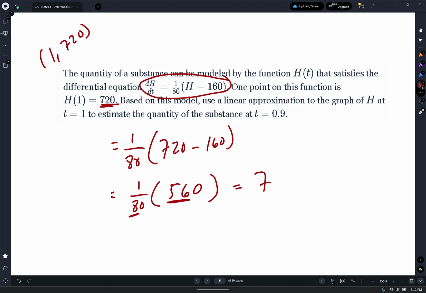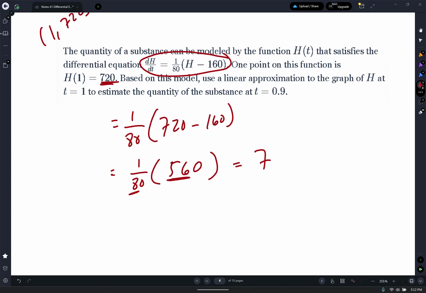My bad. It has been spring break. Oh. 80 goes into... 8 goes into 56 7 times, so 80 goes into 560 7 times. Yeah, look, 8 times 7. Yeah, it's 7. Right? Spring break. Spring break 2024.